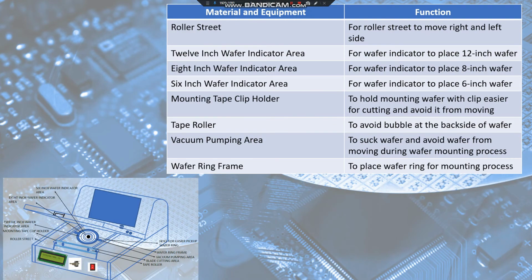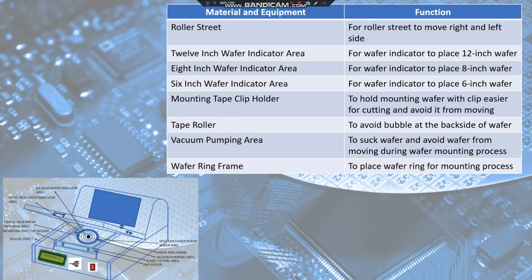Okay, next, for the roller strip. As we can see, the roller strip is here. Its function is for the roller strip to move to the right and left side. 12-inch wafer indicator area for the wafer indicator to place a 12-inch wafer. 8-inch wafer indicator area for the wafer indicator to place an 8-inch wafer. 6-inch wafer indicator area for the wafer indicator to place a 6-inch wafer.